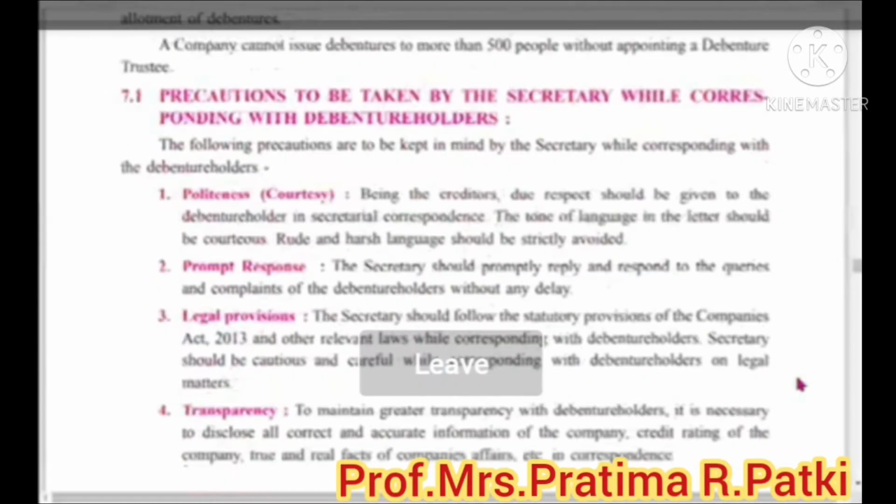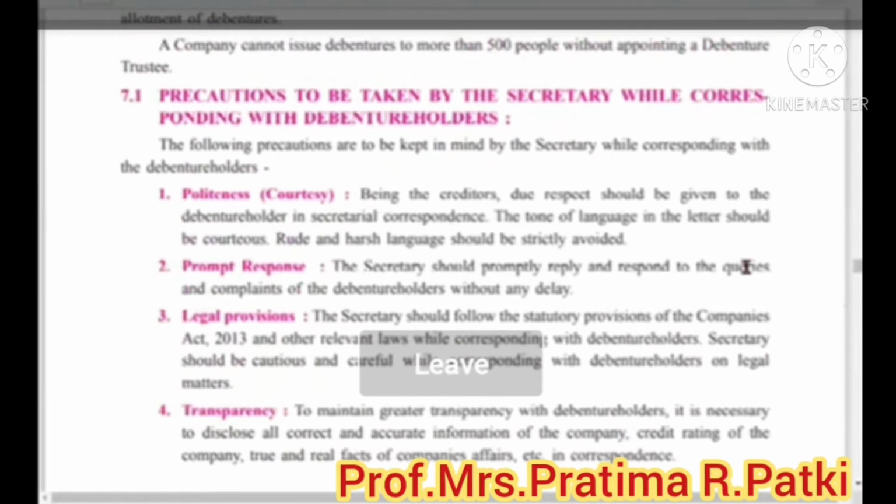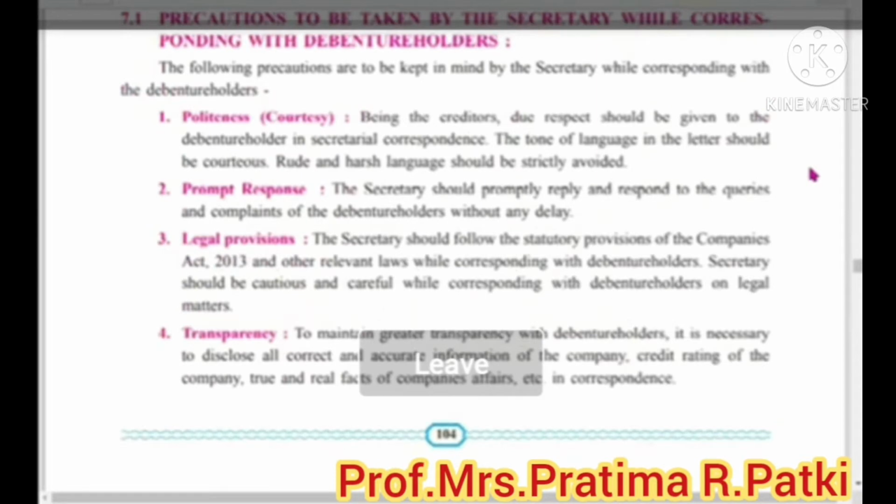Now, precautions to be taken by the secretary while corresponding with debenture holders. Let us see what precautions the secretary needs to take. Firstly, he needs to be polite, right? Politeness. There should be courtesy because they are the creditors. With due respect, the secretary needs to correspond with the debenture holder.